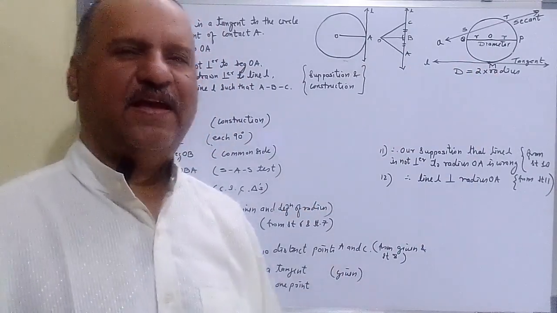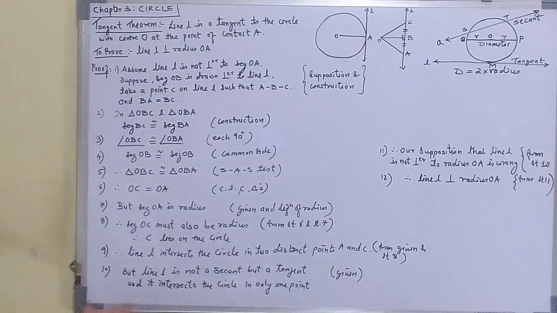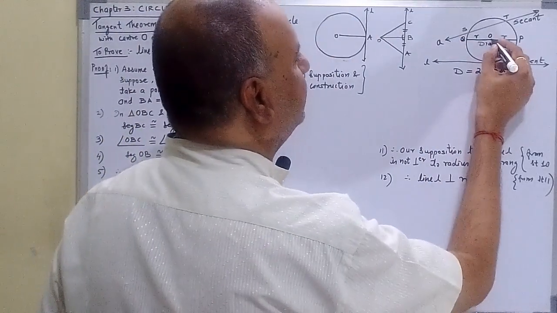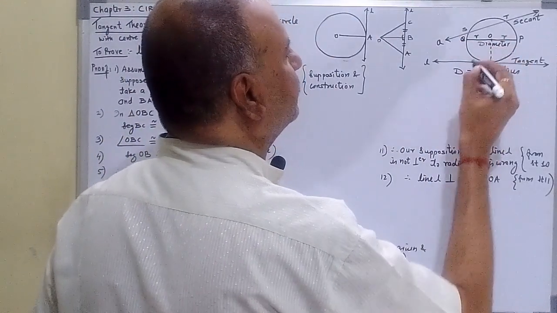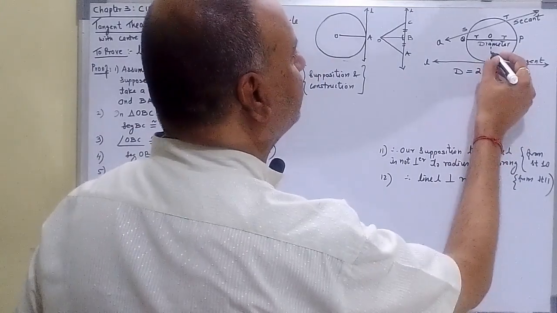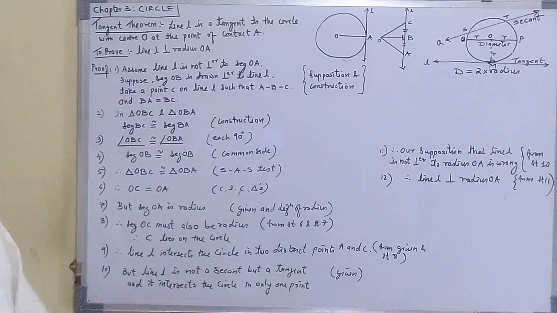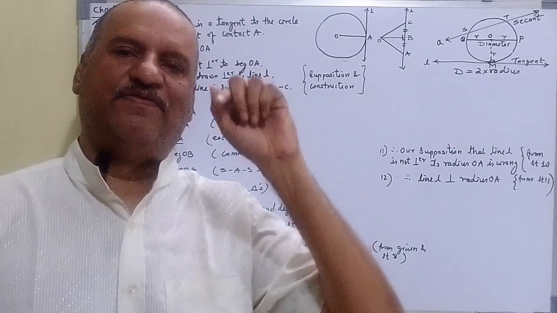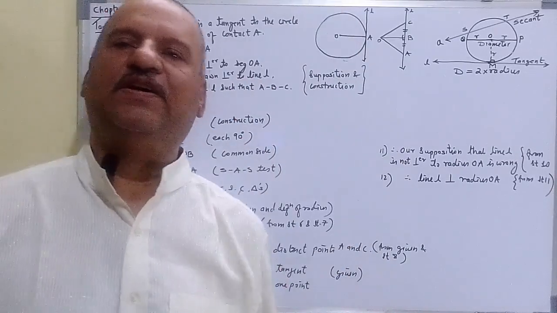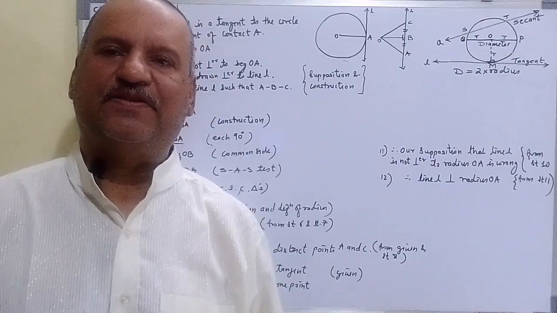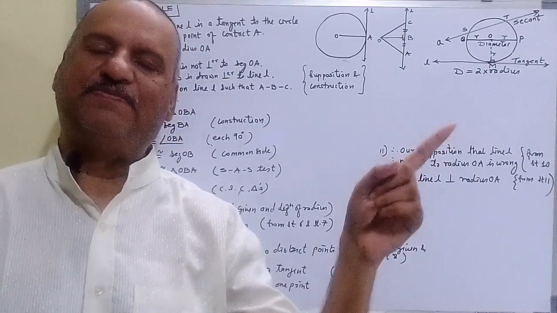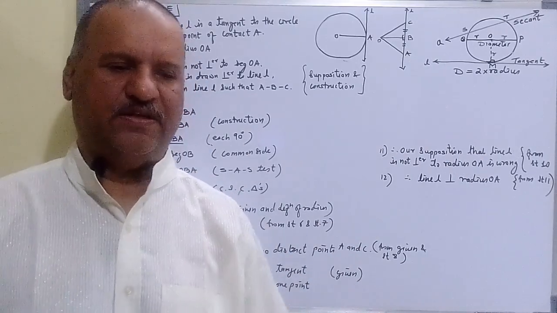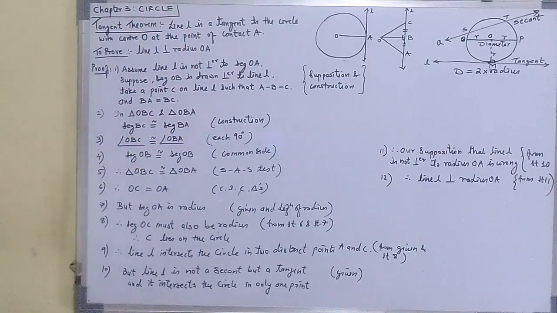We have done this. One more point that we will mention here: since tangent intersects a circle in one and only one point, if that point is joined with the center, we get radius. So we can say radius is perpendicular to tangent, or tangent is perpendicular to radius. Okay? So this concept is done.